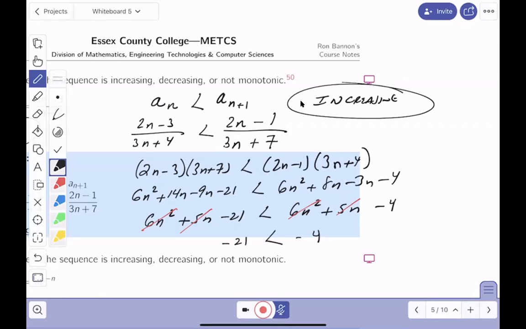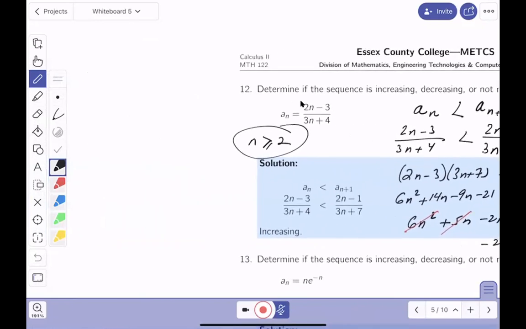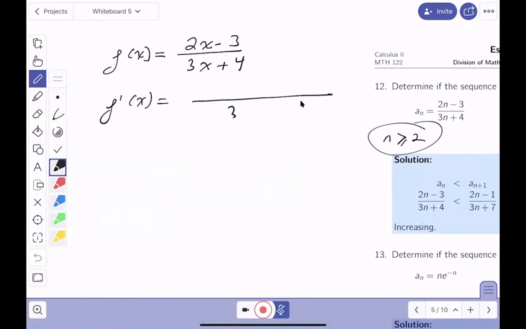All right, that's one way to do it. I'm going to show you another way of doing it, and the other way is thinking about what you've done in Calc 1. I'm going to write that down for you now. So what I'm going to do is f of x. I want to go back to Calc 1. This is 2x minus 3 over 3x plus 4. f prime. I'm using a derivative.